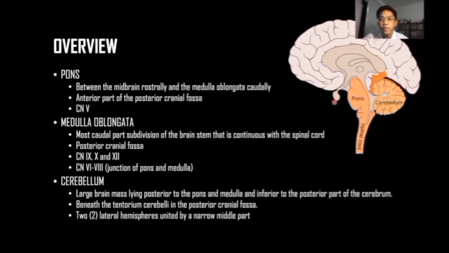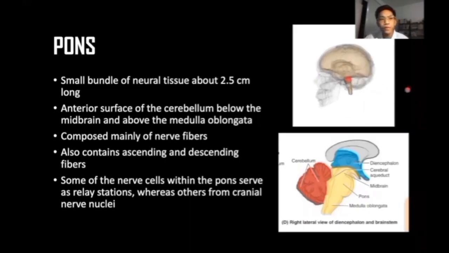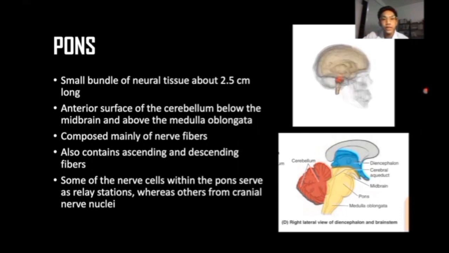The cerebellum has two lateral hemispheres which are united by a narrow middle part, which will be discussed later on in the cerebellum part of this discussion. First off, we have the pons. The pons is a small bundle of neural tissue about 2.5 centimeters long, and it is located on the anterior surface of the cerebellum below the midbrain and above the medulla oblongata.